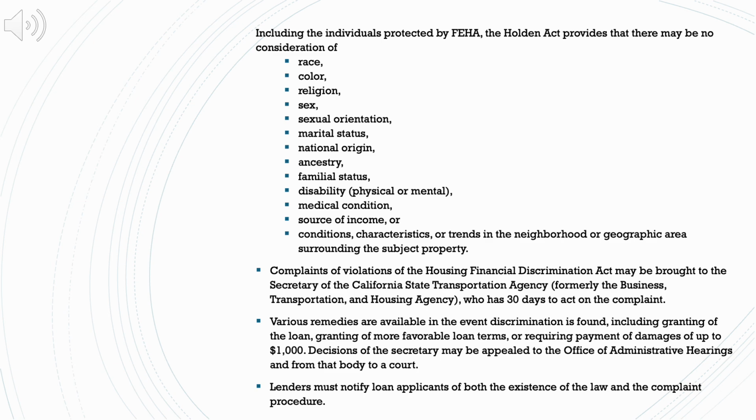Complaints of violations of the Housing Financial Discrimination Act may be brought to the Secretary of the California State Transportation Agency, formerly the Business, Transportation, and Housing Agency, who has 30 days to act on the complaint. Various remedies are available in the event discrimination is found, including granting of the loan, granting of more favorable loan terms, or requiring payment of damages of up to $1,000. Decisions of the Secretary may be appealed to the Office of Administrative Hearings and from that body to a court. Lenders must notify loan applicants of both the existence of the law and the complaint procedure.